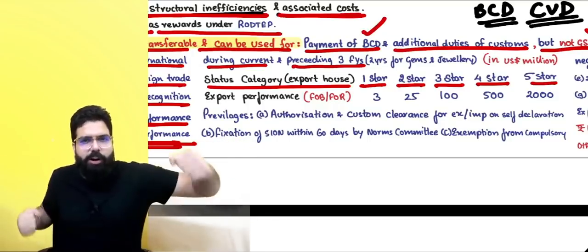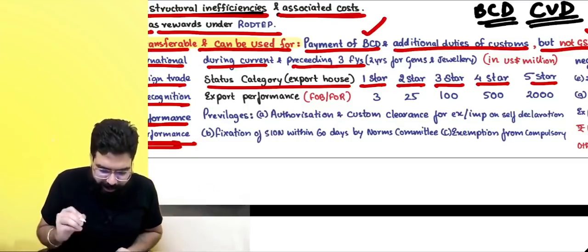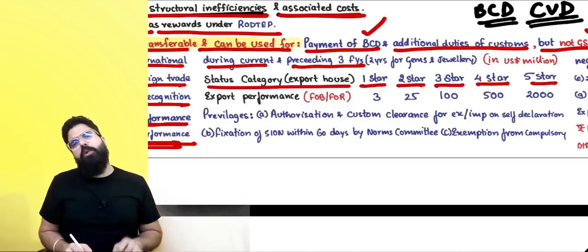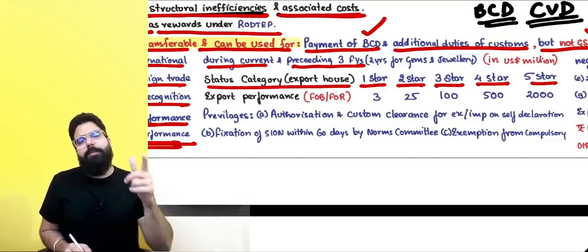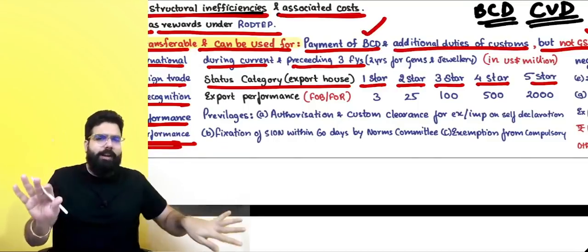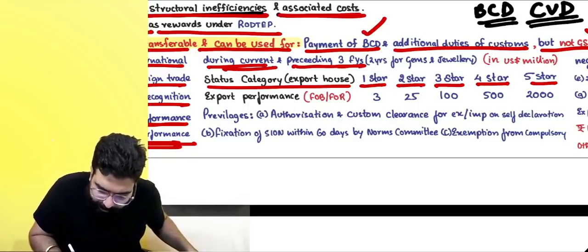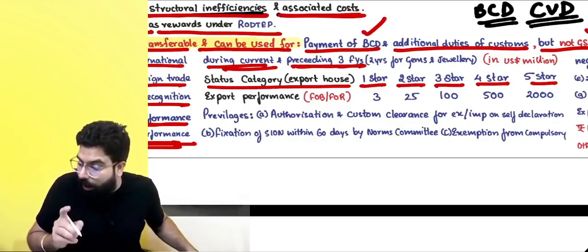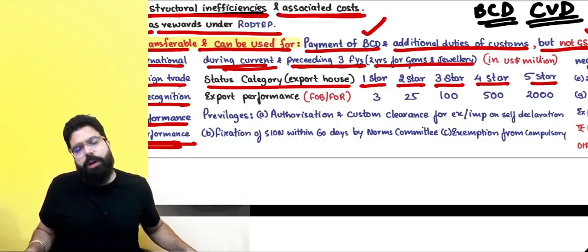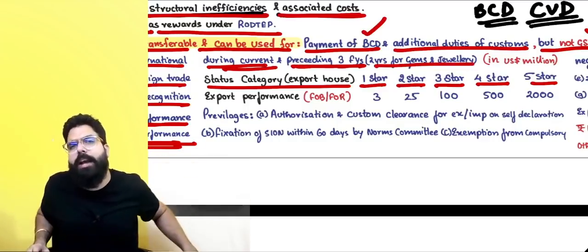Sir, I am doing a lot of export. Then they are telling over here, if you are a person who is exporting gems and jewelry, for you it is current year and last 2 years. Okay, sir. Then for any other goods it is the current year plus the last 3 years. And if you are a gems and jewelry exporter, then the current year and last 2 years' export performance will be seen.